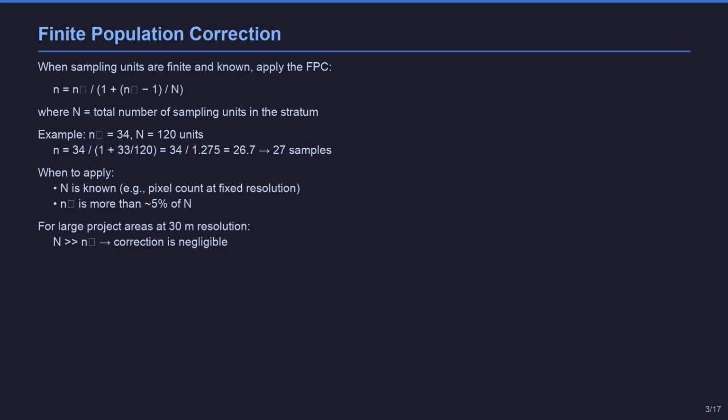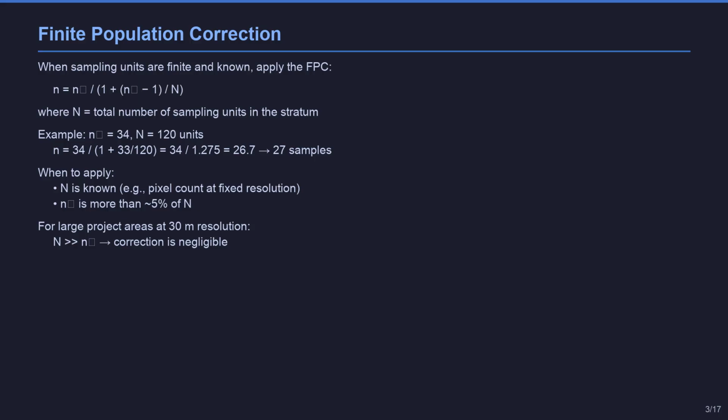If your stratum contains a finite and known number of sampling units, say 120 possible 30-meter pixels, apply the finite population correction. N equals N0 divided by (1 plus (N0 minus 1) over N). With N0 equals 34 and N equals 120: 34 divided by (1 plus 33 over 120) equals 34 divided by 1.275, which is 26.7, rounded up to 27. The correction reduces your required samples when the population is small relative to N0.